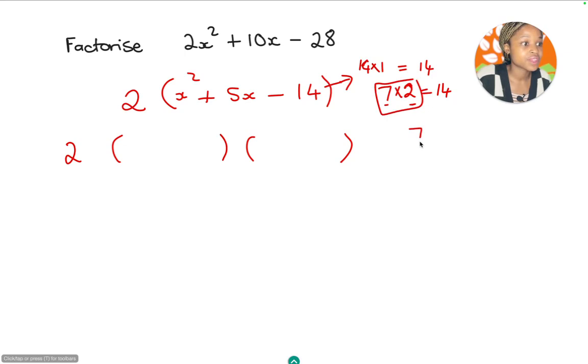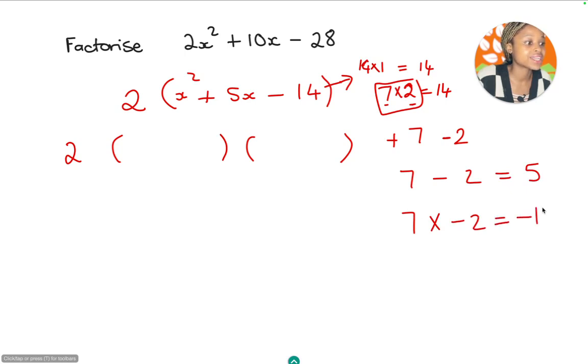It's 7 and 2. But we also need to watch out for our signs, right? So this is a minus 14, correct? So this has to be a plus 7 and a minus 2, because it's 7 minus 2 that gives us a positive 5. And 7 times minus 2 will also give us a minus 14. So these are the numbers that we use.